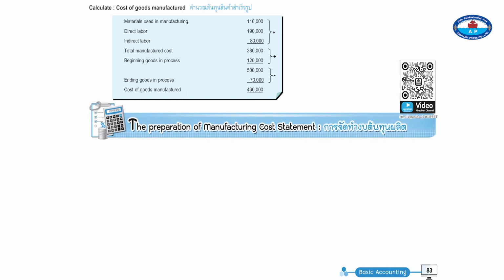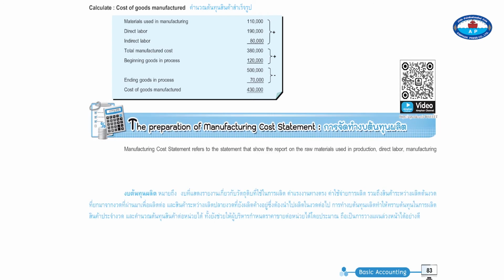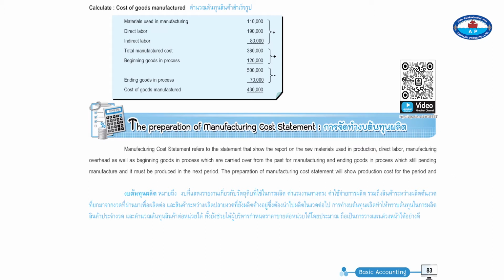Preparation of manufacturing cost statement. Manufacturing cost statement refers to the statement that shows the report on the raw materials used in production, direct labor, manufacturing overhead, as well as beginning goods in process, which are carried over from the past for manufacturing, and ending goods in process, which are still pending manufacture and must be produced in the next period.